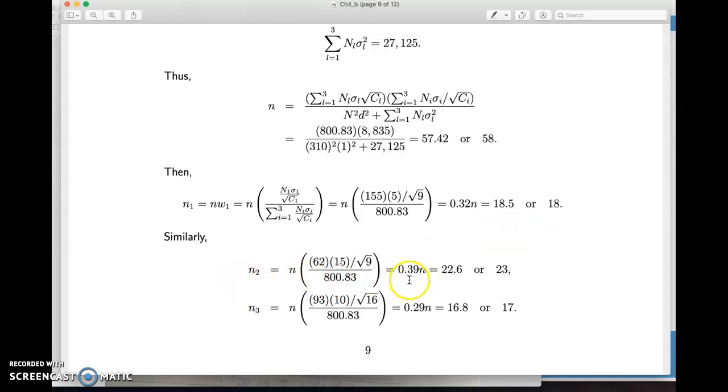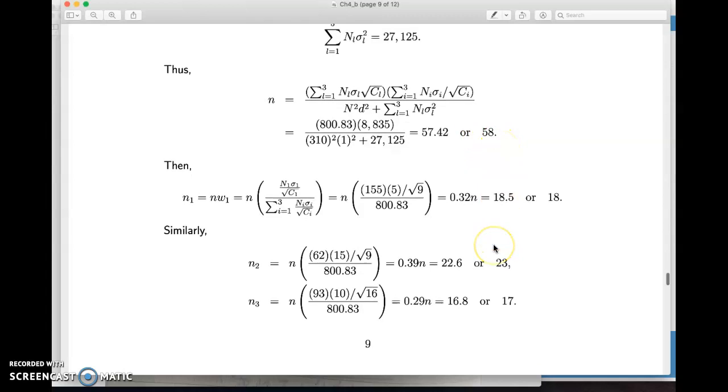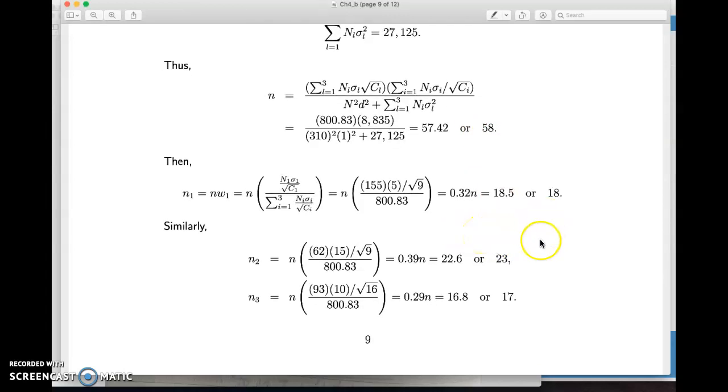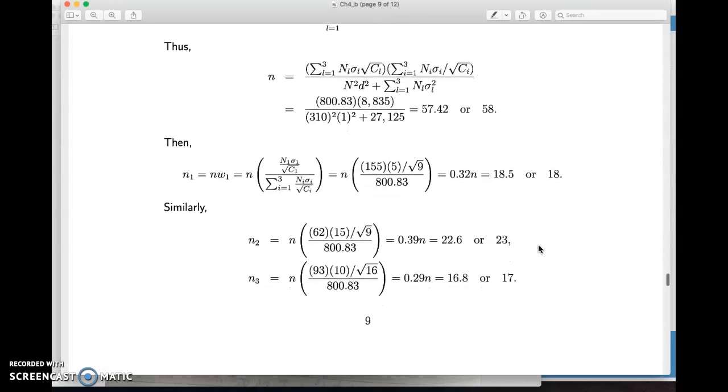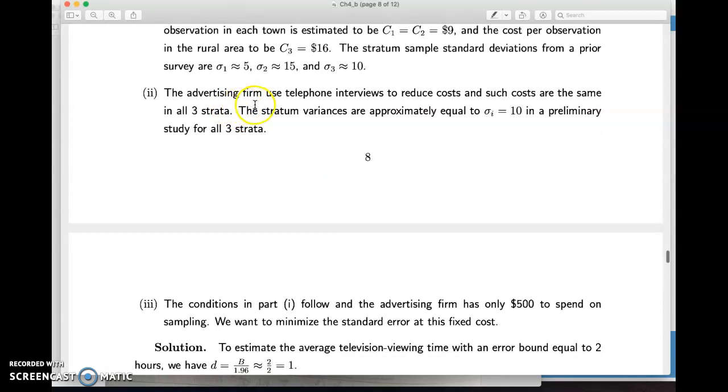N2, so about 39% of the sample should go to N2, 29% should go to N3. Okay, so you notice that for the sample size overall, we need to round it up because we need to satisfy the requirement for the bound of error. But for the allocations, it is fine to round it down to the nearest digit or even round it up, as long as the three add up to be greater than or equal to 58. So there's no strict rule on rounding up or down for the allocations N1, N2, and N3. Okay, so part 2, the advertising firm uses telephone interviews.